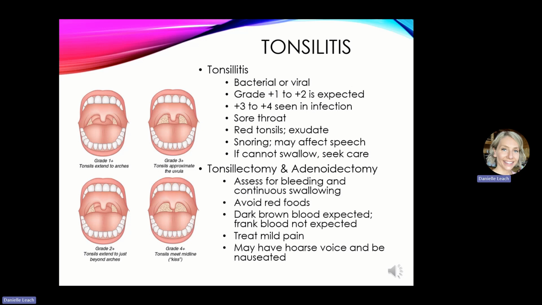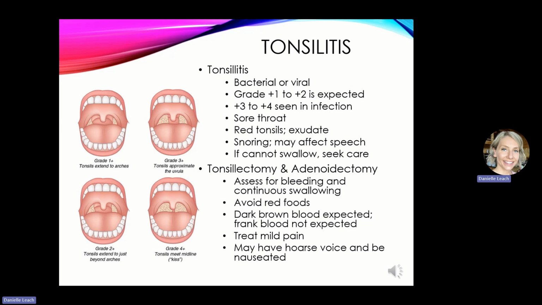Tonsillitis is the next problem we're going to talk about. Tonsillitis is basically inflammation of the tonsils. We also include the adenoids in here as well, which aren't pictured in this drawing because you can't really see them when a person opens their mouth. But both the tonsils and the adenoids are lymphoid tissue that is basically in the back of our throat.